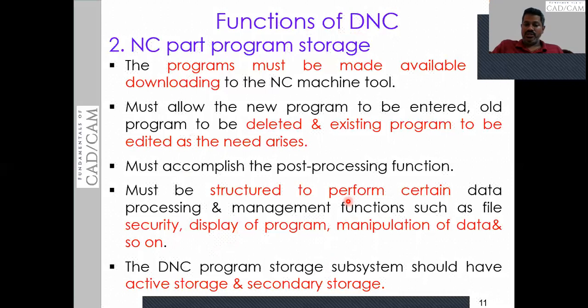DNC program storage subsystem should have active storage as well as secondary storage. Active storage means, as I said, it is a computer having a huge memory, where all the programs are stored, bulk memory. That is called active storage. And secondary storage means you have some soft copy of a program written somewhere, and you must be able to copy those programs into the central computer. That means this DNC must also have secondary memory. This is the main function of the DNC.